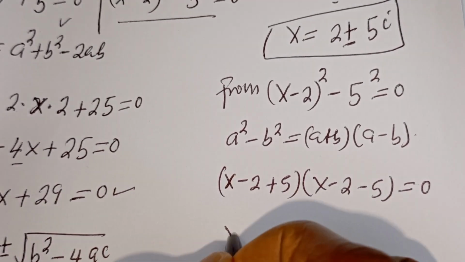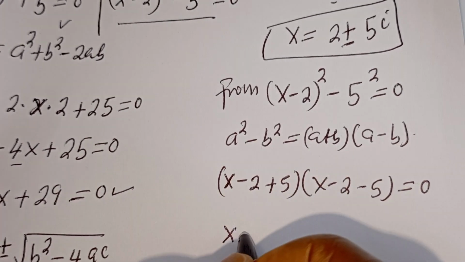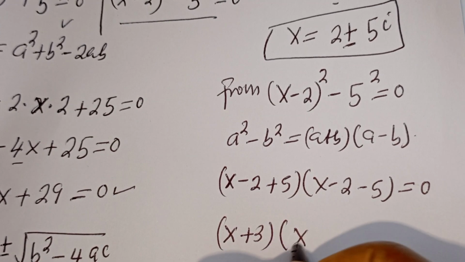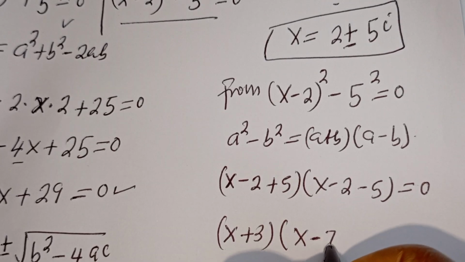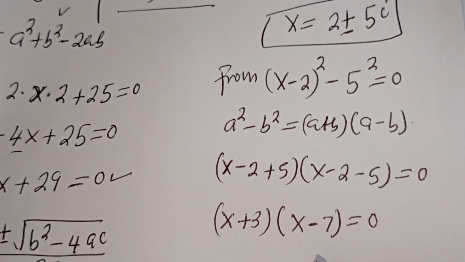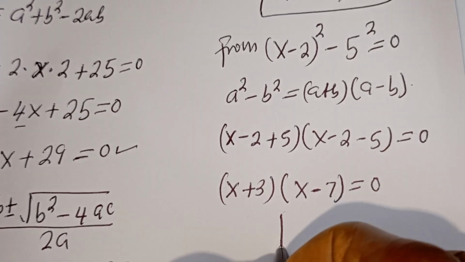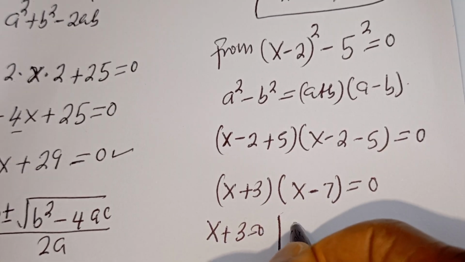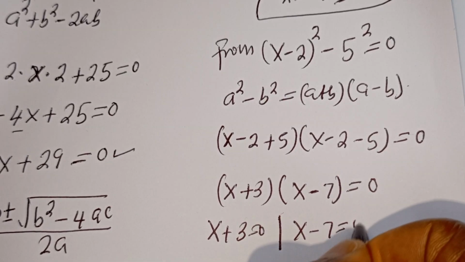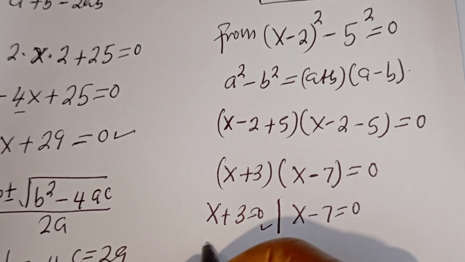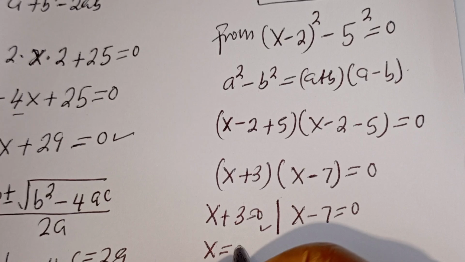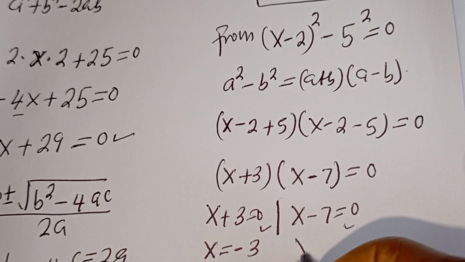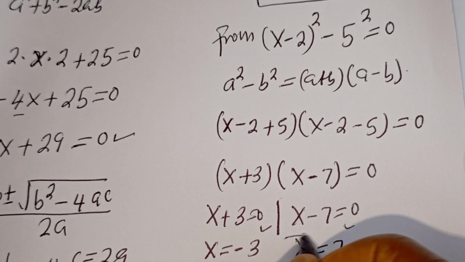Then from here we have (x minus 2 plus 5), that is plus 3, (x minus 2 minus 5), that is minus 7, is equal to 0. There are two cases. We have x plus 3 equal to 0 and x minus 7 is equal to 0. Then from here, x is equal to minus 3, and from here, x is equal to 7.